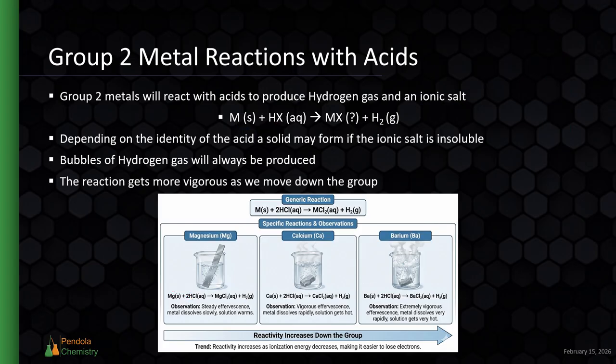What does change is our observations. Depending on the identity of the acid, the solid may form the ionic salt that is insoluble. So we're going to see this in the next slide, but for example, if we use sulfuric acid, that sulfuric acid might actually create a salt that is solid instead of aqueous. That's why here we have MX question mark, because this might be either solid or aqueous depending on whether this ionic compound is soluble. So what is very important for you to double check from last year? Solubility rules.